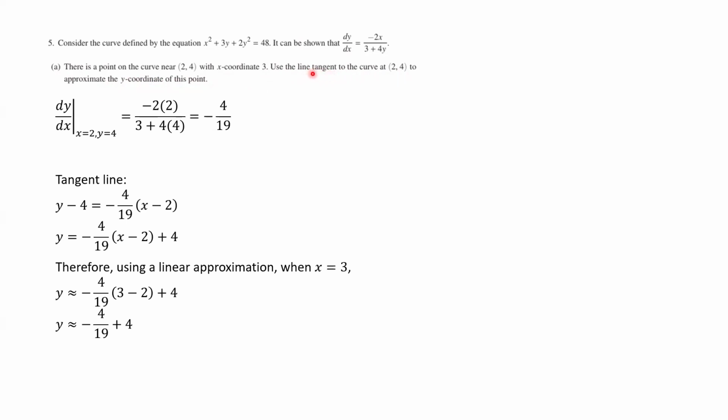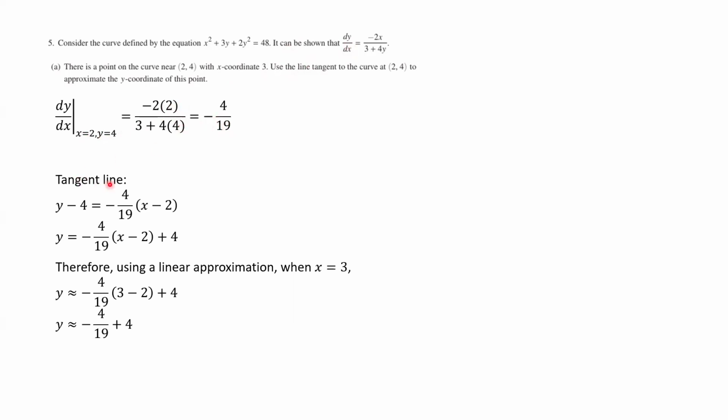Okay, so to find the equation of the tangent line, we need a slope and we need a point. We got a point, (2, 4). We need a slope. So we're going to use this point and plug it into dy/dx, which is the slope of the tangent line. So dy/dx, we want to evaluate it at x is 2 and y is 4. Okay, so we plug in x is 2, y is 4, and you should get minus 4 over 19.